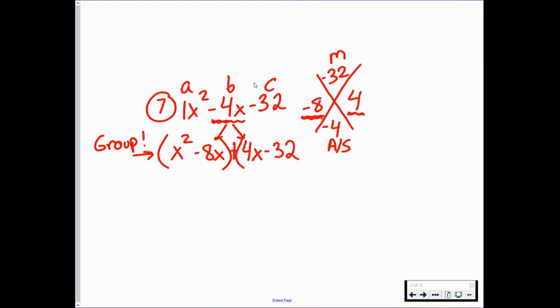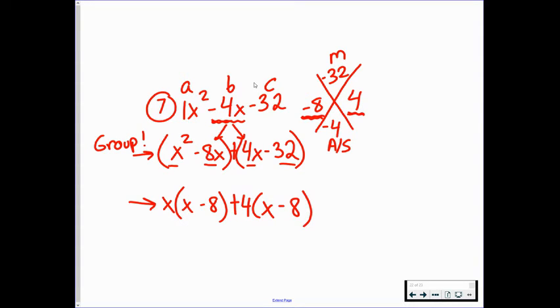Put our parentheses around the first 2 terms and the last 2 terms. Next step is to pull out the GCF out of both sets of parentheses. So out of the first set of parentheses, they have an x in common, which means I can factor that out of each term. In the second set of parentheses, they have a 4 in common, so I'm going to factor out a 4 out of both of those terms.